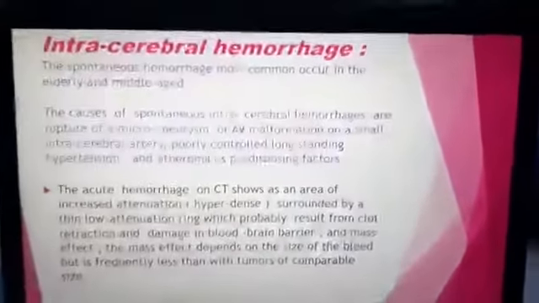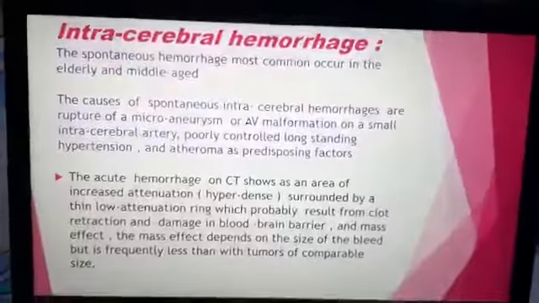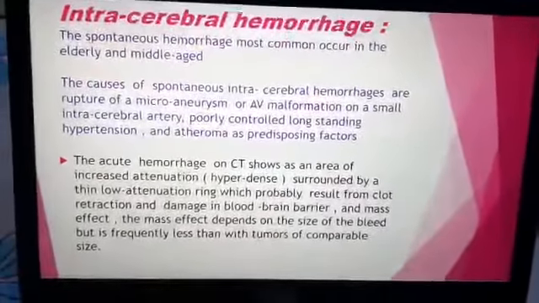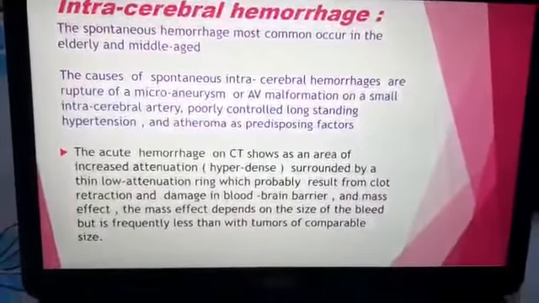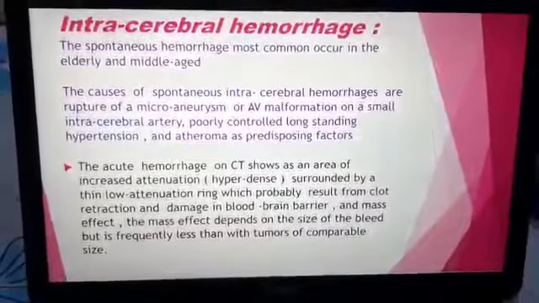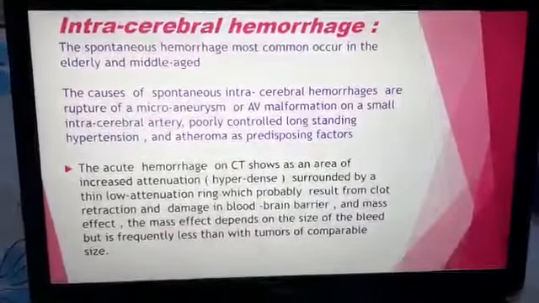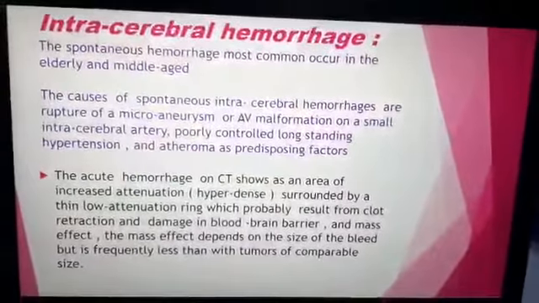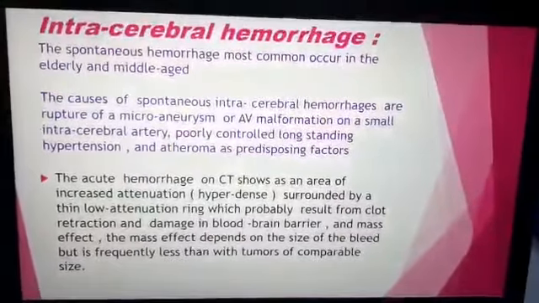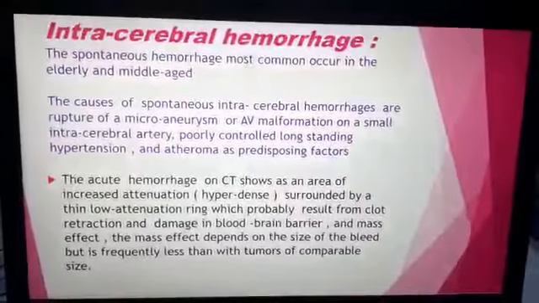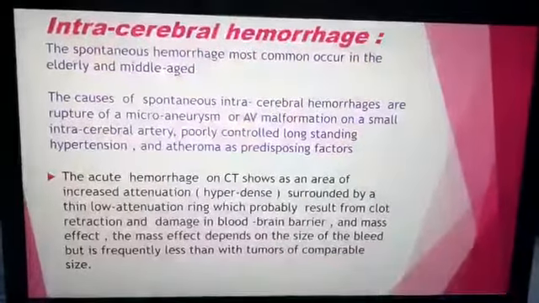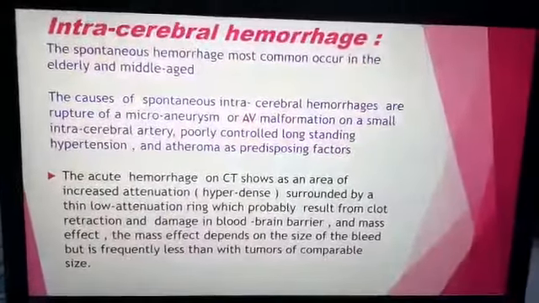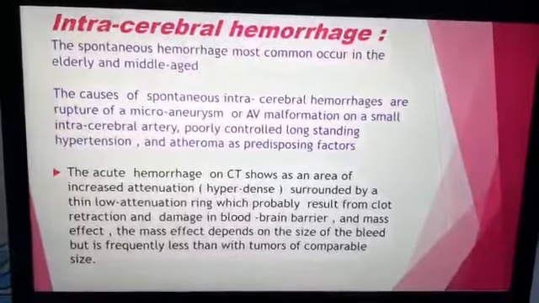Intracerebral hemorrhage. The intracerebral hemorrhage is a spontaneous type of hemorrhage occurring in the old age group or middle age group. This is middle or old age, with a previous history of medical disease like uncontrolled hypertension with atheroma, or the patient has a bleeding tendency, taking anticoagulant blood thinners. So these are the causes of it. It's ruptured small intracerebral arteries.